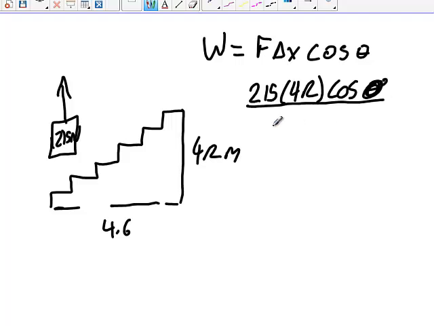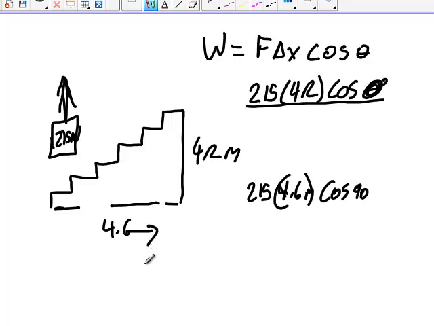Okay. Now, the second part says this horizontal part. What about that? Well, then I would have force, 215 newtons, times that distance, 4.6 meters. But then I'd have to multiply that by the cosine of 90, okay? Because the force is still up the stairs, but the motion is forwards, and the cosine of 90 is 0, okay? And so that's not work at all.